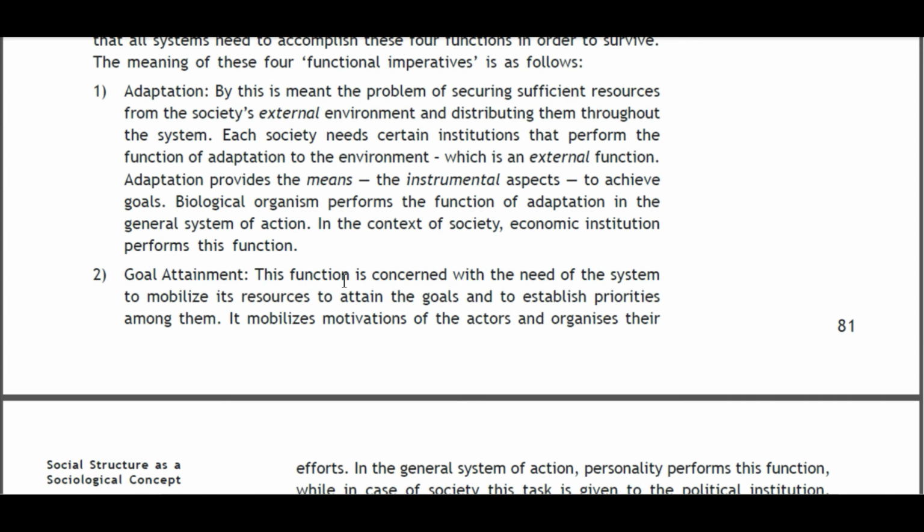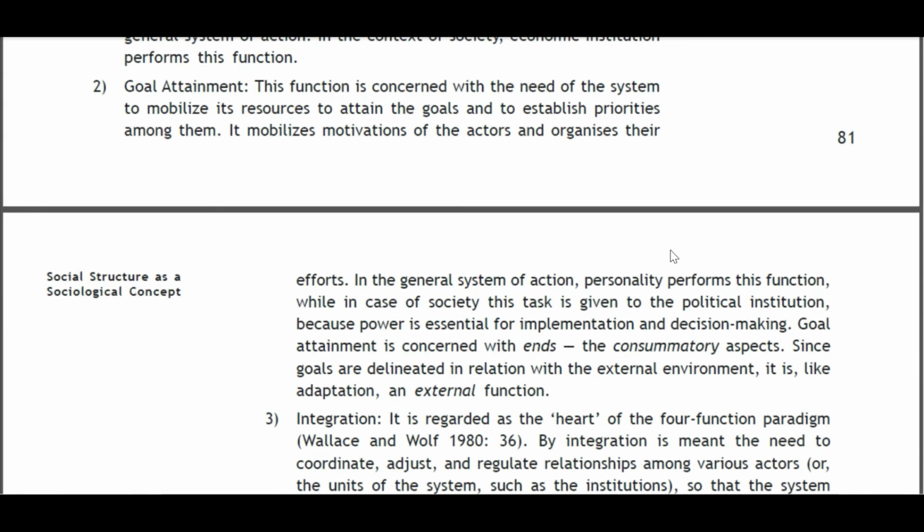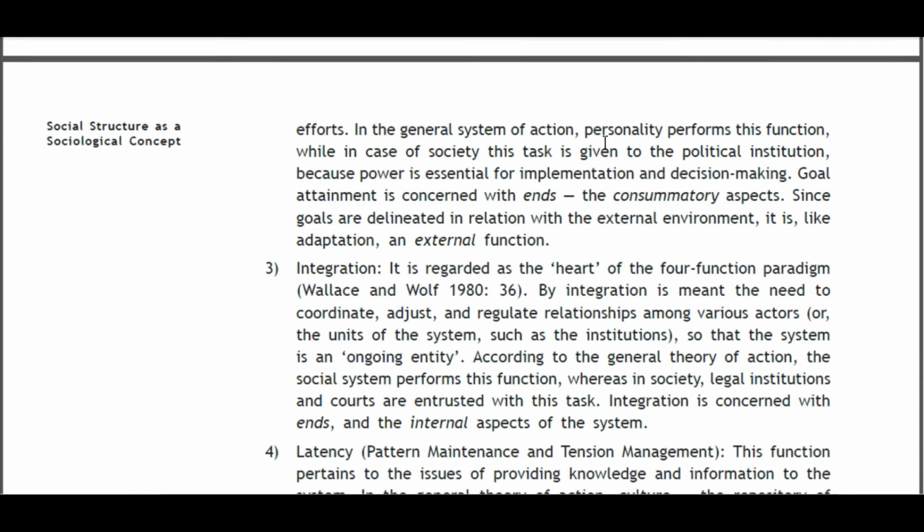Second, goal attainment. This function is concerned with the need of the system to mobilize its resources to attain the goals, to establish priorities among them. It motivates the actors and organizes their efforts. In the general system of action, personality performs this function, while in the case of society, this task is given to the political institution because power is essential for implementation and decision making. Goal attainment is concerned with ends, the consummatory aspect, since goals are delineated in relation to the external environment. It is, like adaptation, an external function.